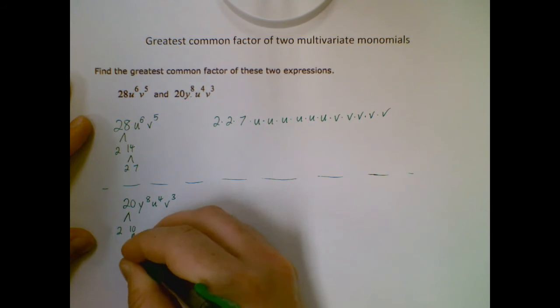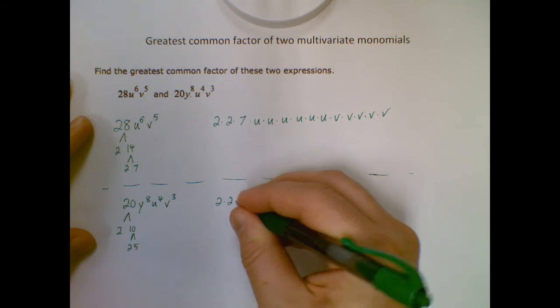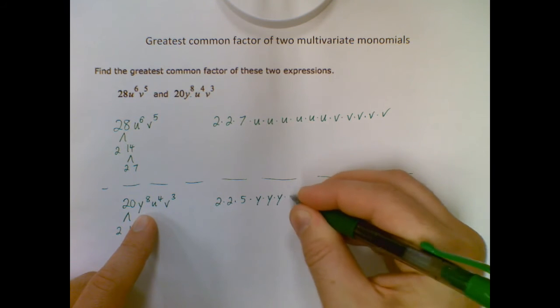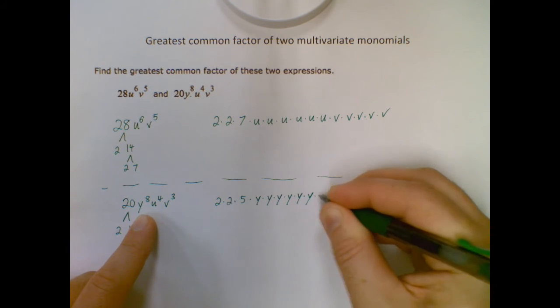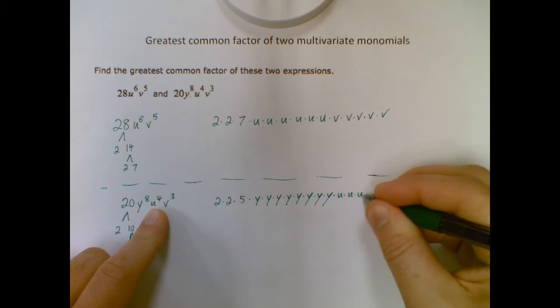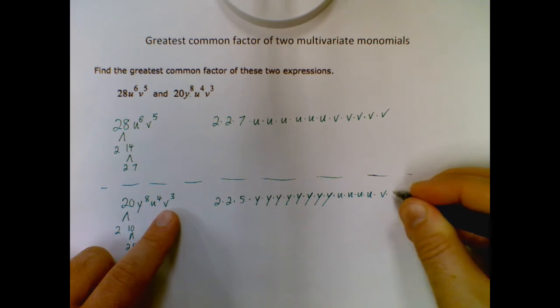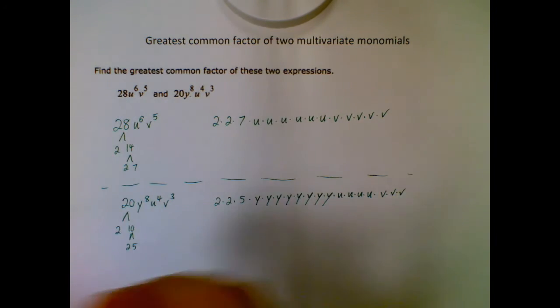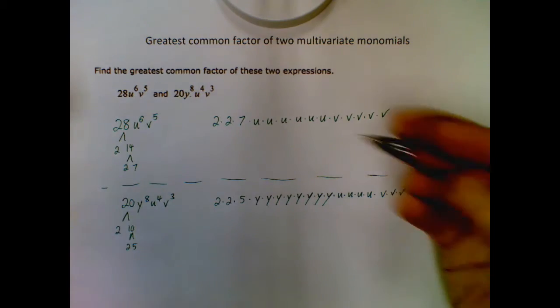10 breaks down to 2 and 5. So 2 times 2 times 5. 1, 2, 3, 4, 5, 6, 7, 8. 1, 2, 3, 4. 1, 2, 3. Okay. Now that I have all of those written out, I'm going to start circling my pairs.